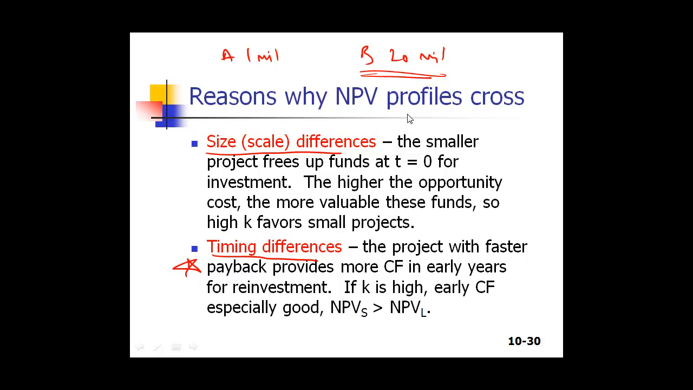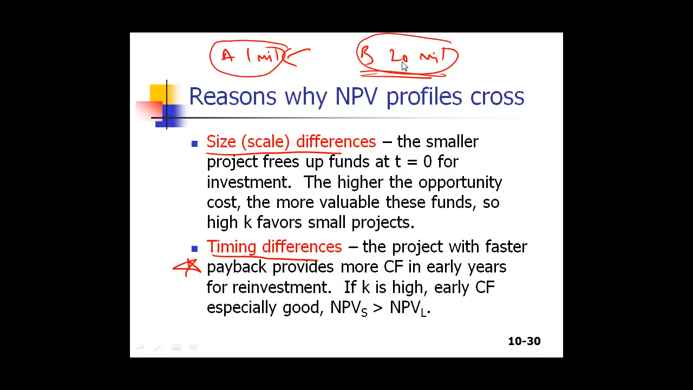If discount rates or the interest rates are very high, then, all else equal, which project do you think you will have preferences for? Smaller projects or larger projects? Actually, all else equal, when interest rates are high, the opportunity cost of using up your money is very high. You need a higher return. Exactly. So if interest rates are high, then this big project better give you a very high return in order to go with it.